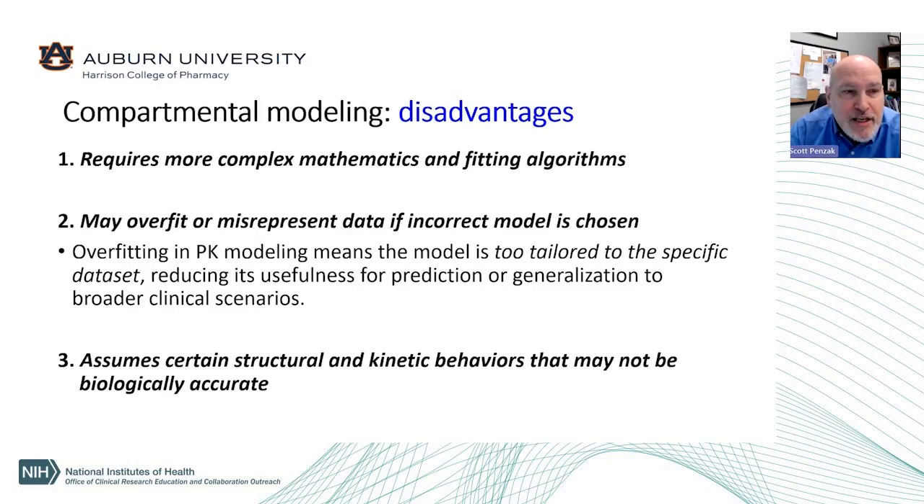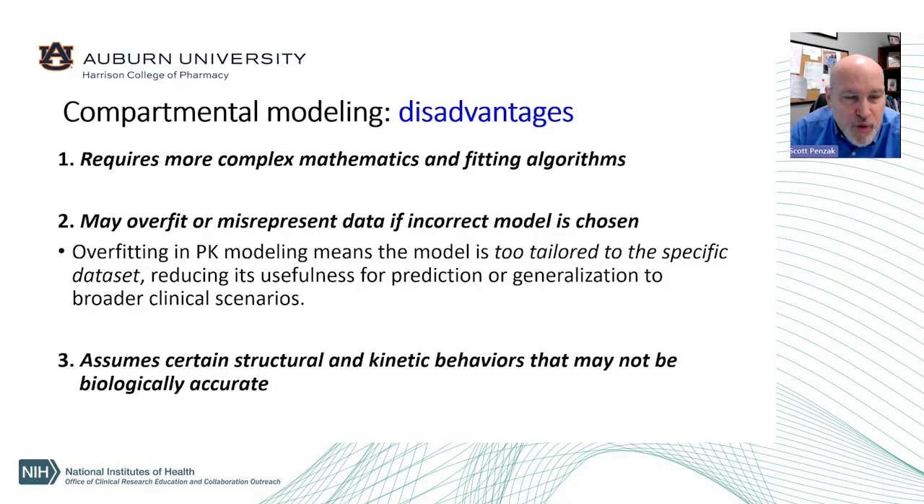Overfitting, that's something that's kind of interesting. You may overfit or misrepresent data if the incorrect model is chosen. And that's one of the reasons why the AIC and SBC criteria, or BIC criteria, I guess, increase if you have too many parameters. And this means that overfitting in PK modeling means that the model is too tailored to that specific data set. So it's picking up and responding to noise in that data set. It's overfitting it. So what that does is, yeah, it makes it absolutely perfect for that data set, but it's kind of being led astray by that data set, if you will, in that it reduces its usefulness for prediction or generalization to broader clinical scenarios.